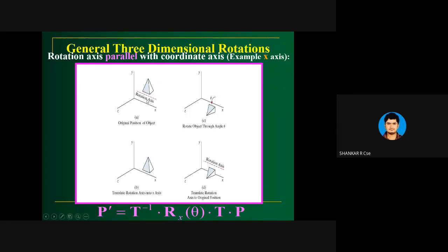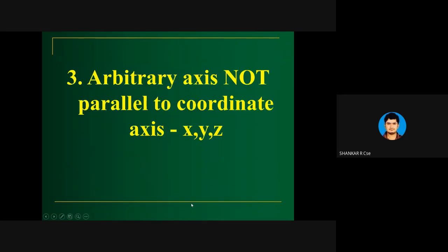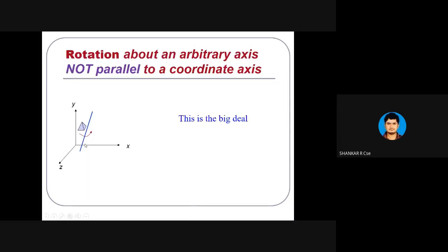All right, you can see here this red dotted line: first step, bring it to the x-axis; second step, rotate; third step, push it back. All these we have seen. So what is the big deal is this guy, the arbitrary axis, that is, an axis not parallel to the coordinate axes. Example, something like this. This blue line, you can see, is neither parallel to y nor x nor z. How do you rotate an object?